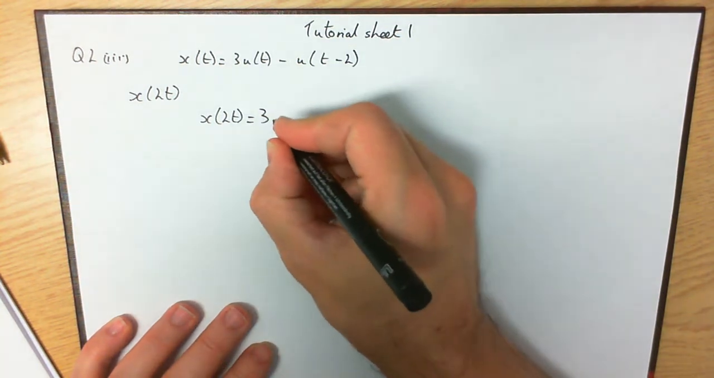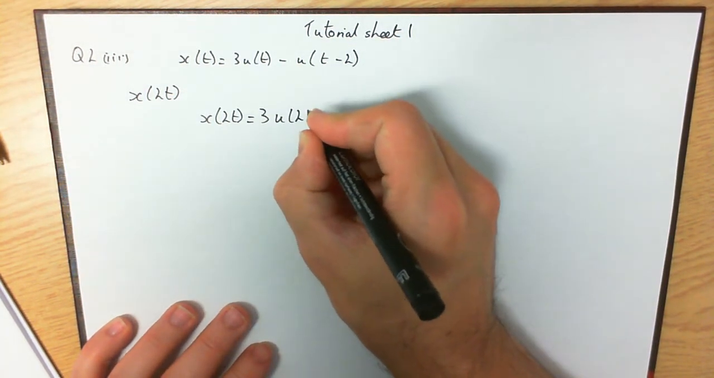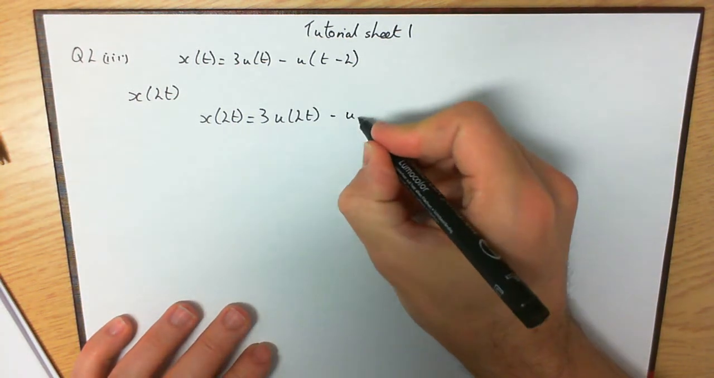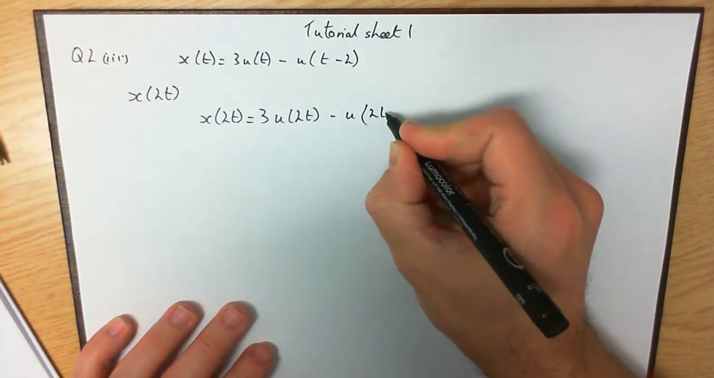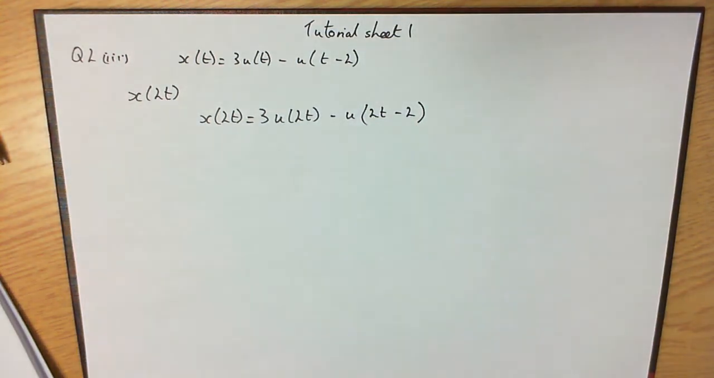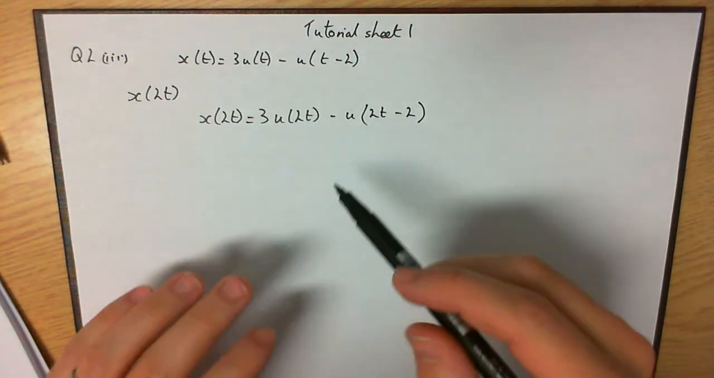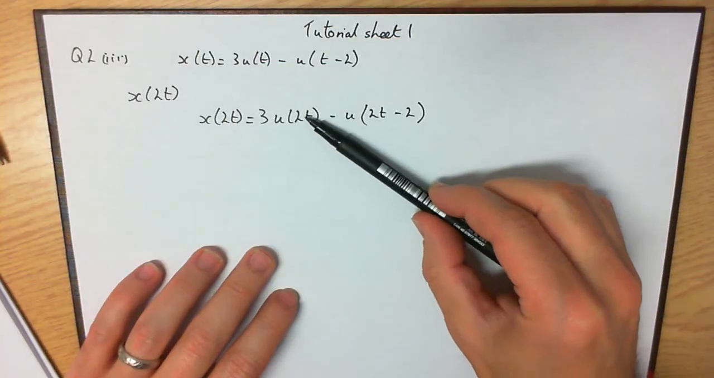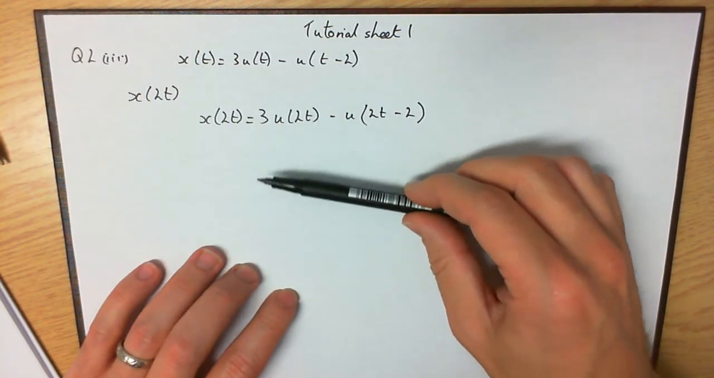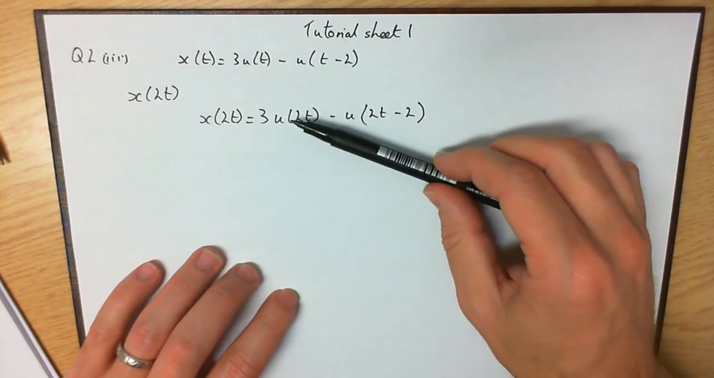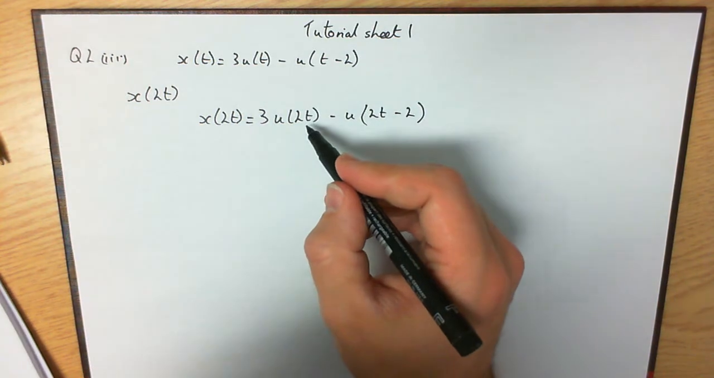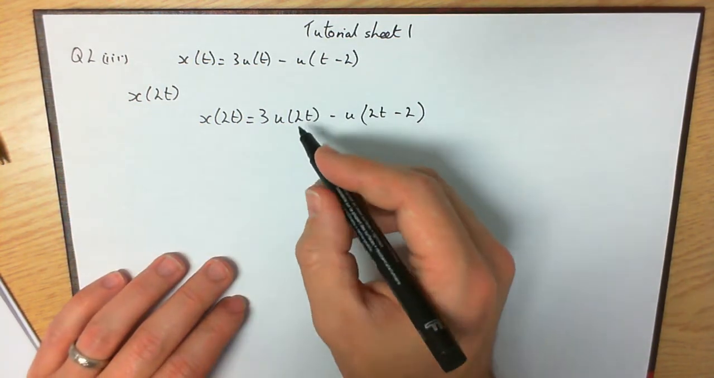So we're going to have 3u of 2t minus u of 2t minus 2. So what happens here? Well, let's have a look at what's happening at this point. We know that u of t essentially goes from 0 to 1 at time t equals 0. So we're still trying to find out when the argument of this function equals 0.